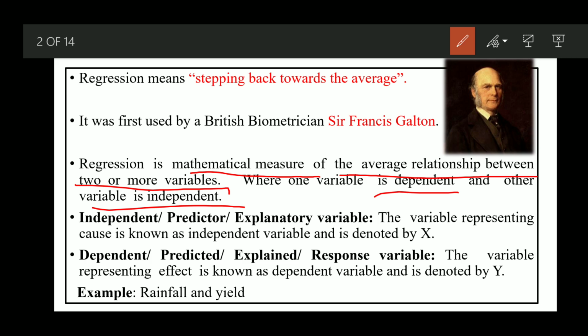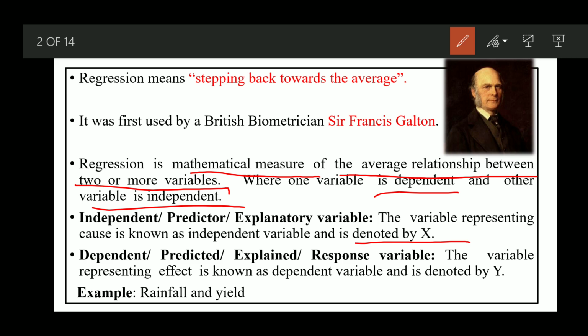So what is an independent variable basically? The independent variable, or predictor variable, or explanatory variable, those are the same, represents the cause. The variable which represents the cause is known as the independent variable, which is also denoted by x. Sometimes people call regression a cause-effect relationship for this reason, where one variable is dependent and another is independent.